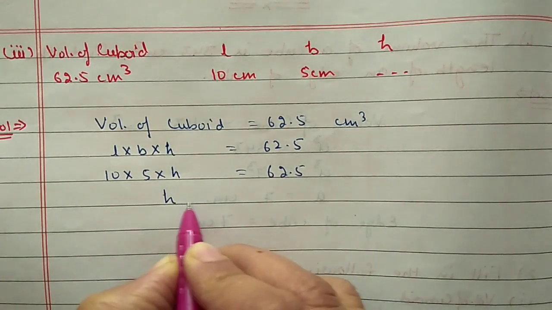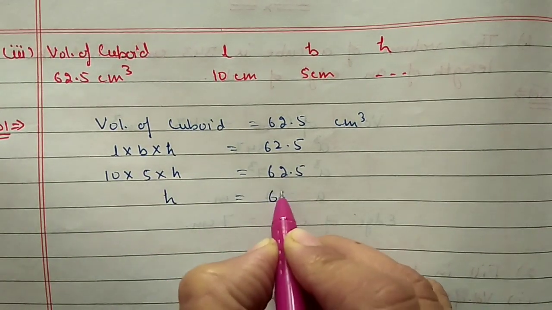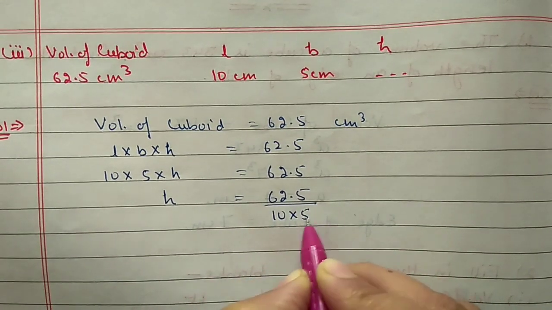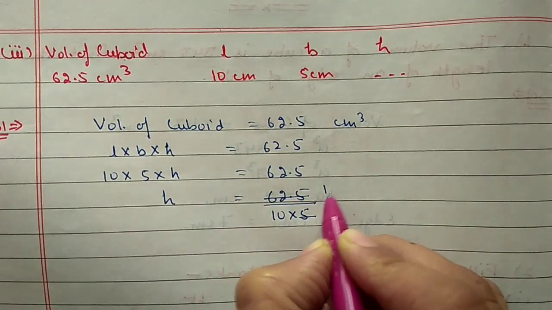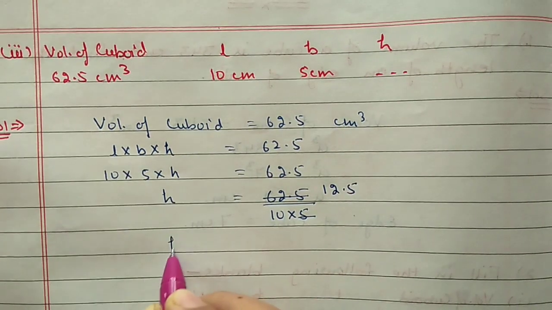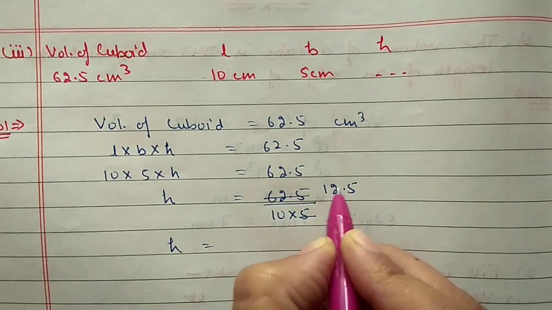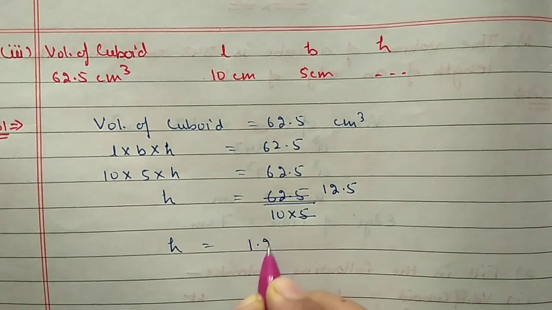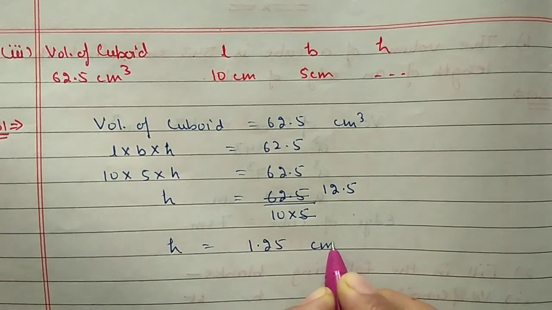Now only height we will keep here, remaining two numbers we can shift to the other side, they will go for division. Cancel out: 5 ones are 5, 5 twos are 10, and 0.5 times. Then height is equal to, if we divide by 10, the decimal will shift one place left, so 1.25 centimeter.